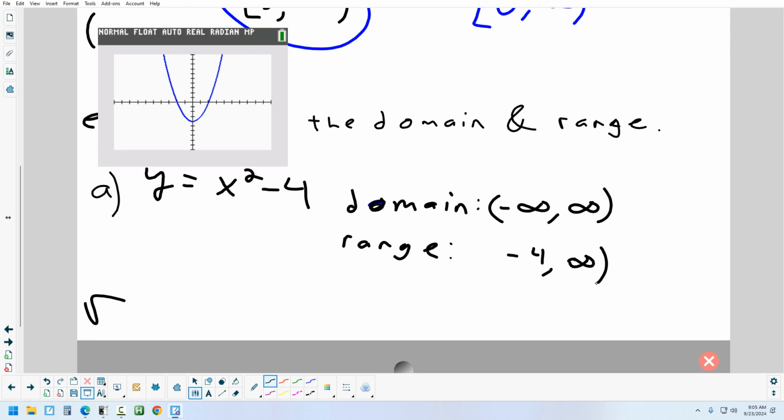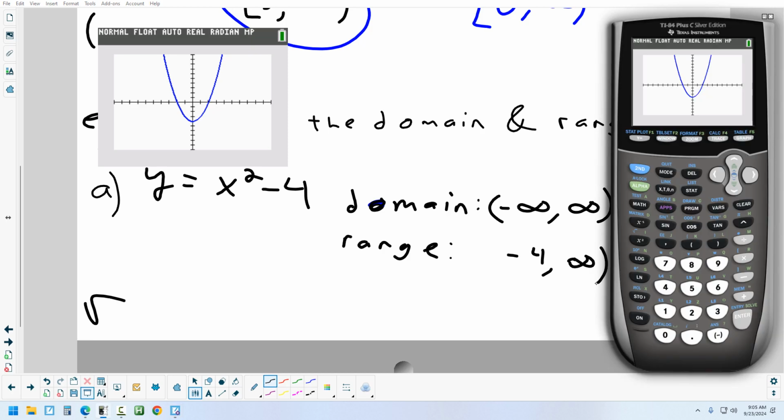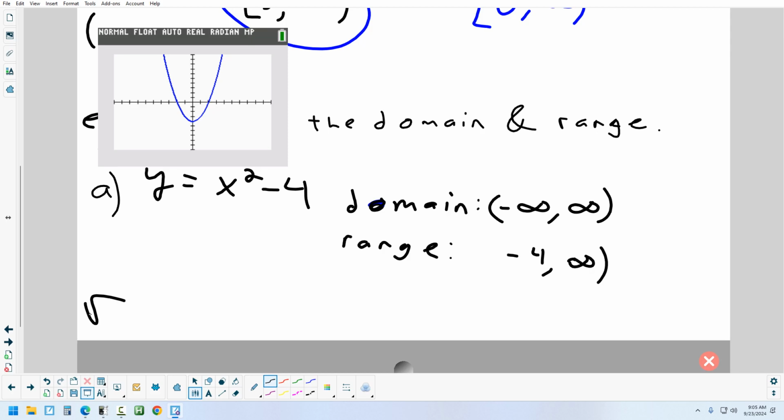And you can check that if you're on your calculator and you hit graph. If you hit trace, it'll tell you when x is 0, y is -4. Actually, I think you can type in any number you want, and it'll tell you what y is. You have to press trace first. All right, since we actually hit -4, would I use the bracket or the parenthesis? Bracket. Yep, I'd use the bracket. So there's your domain and range.